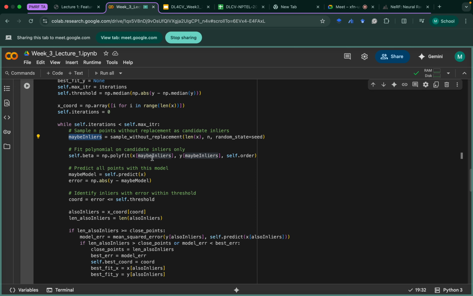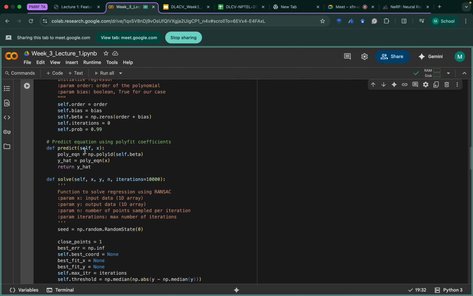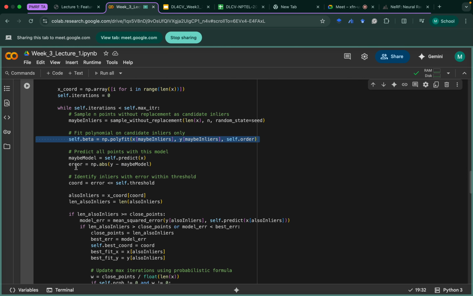So I use those 2 points only, x and y, and this is the order of the polynomial which I am trying to fit. So this returns the beta that would fit these 2 points, whatever is sampled here. Once we get that, then we pass all the data points through the predict function. So we are setting this beta, right? The prediction function would actually use that beta and we get the estimates.